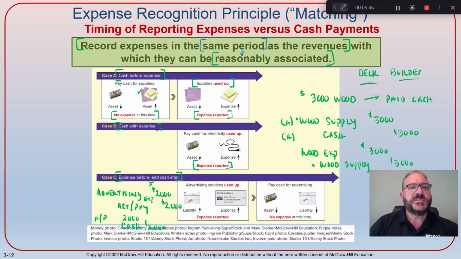So look here, it says cash before expense. What they're saying is we pay cash for supplies. Let's, for argument's sake, say that UNCP goes out and buys a bunch of stuff from Staples, right? So they put that in stock and then later on they use it. So here I give an example.